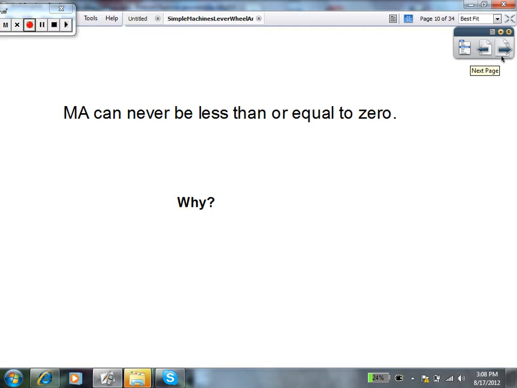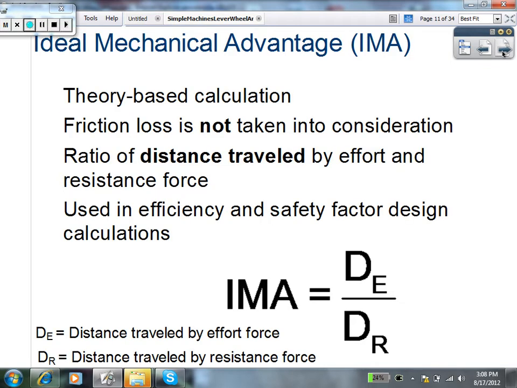The mechanical advantage can never be less than or equal to 0. And why do you think that's true? We'll discuss that more in class, but I want you to think about it until then. So now we're going to break it down and look at two different kinds of mechanical advantage.